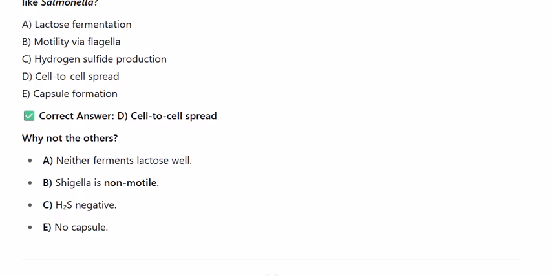Why not the others? A. Neither ferments lactose well. B. Shigella is non-motile. C. H2S negative. E. No capsule.